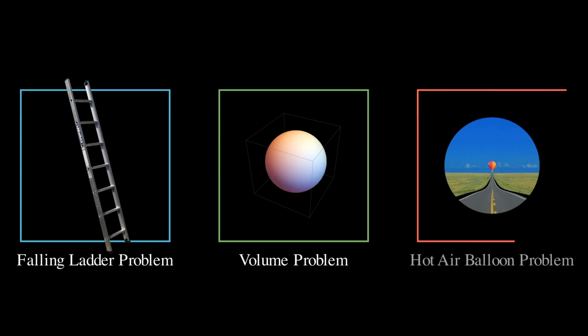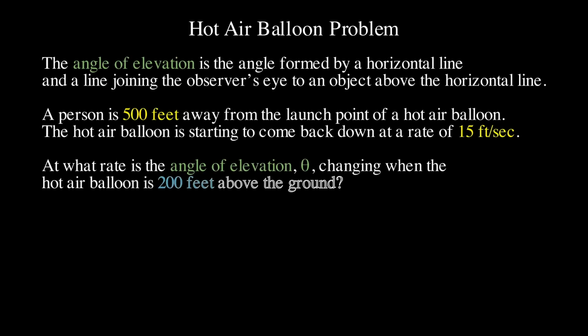Next up, we have a hot air balloon related rates problem. Alright, so here's a hot air balloon problem. The angle of elevation is the angle formed by a horizontal line and a line joining the observer's eye to an object above the horizontal line.